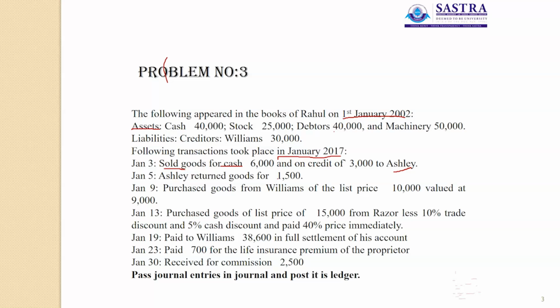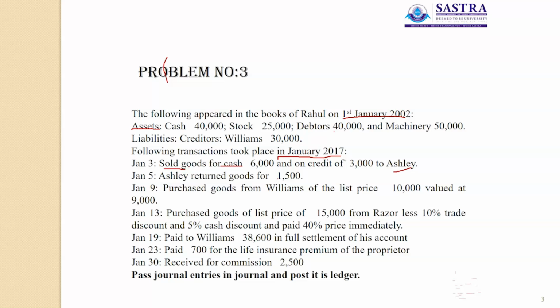Then the next one is Ashley returned goods for rupees 1,500. Ashley returned goods, that is a sales return. Here who is the receiver? We have the receiver, so sales return account debit to Ashley account.